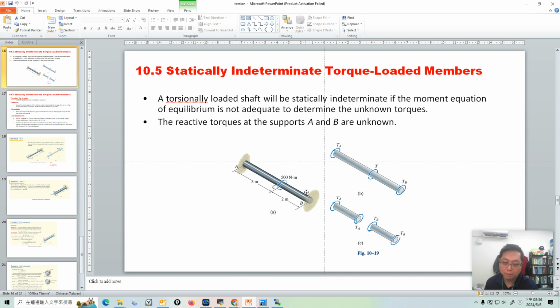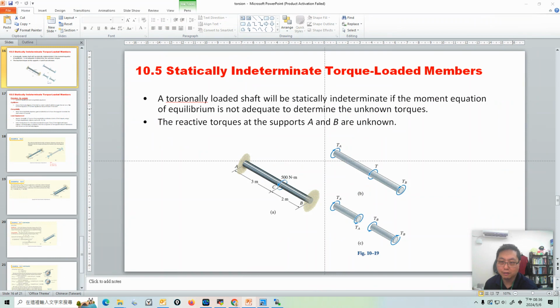So assume we have a cylinder bar confined in two walls, and the terminal points are called A and B. And then we apply a torque. The amount of torque is 500 Newton times meter. We apply the torque here, and we want you to calculate the torque at A and B, so TA and TB.